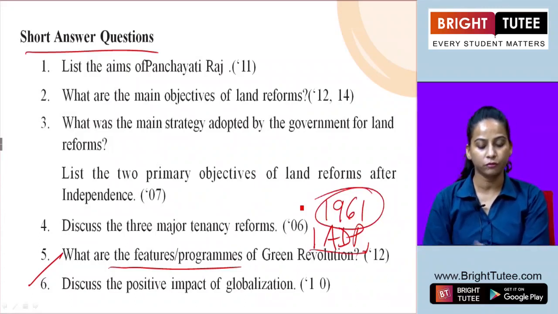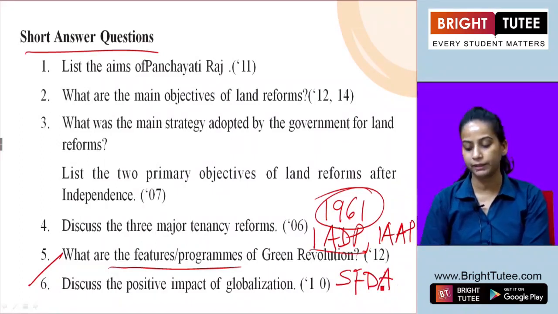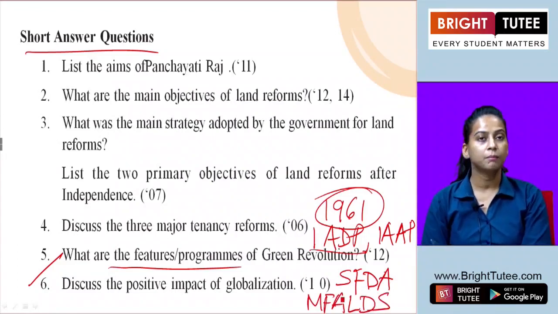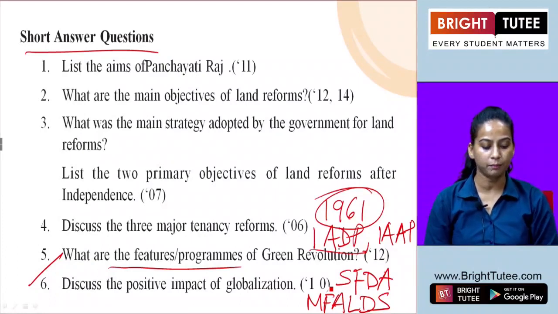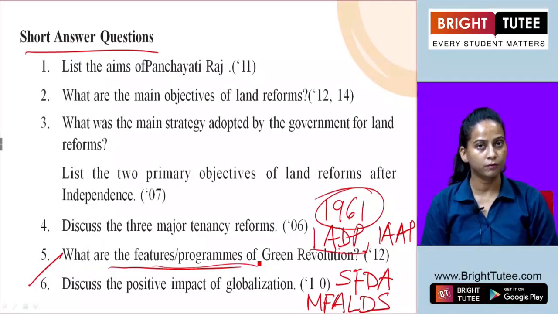Beside that we have to mention about this IAAP, that is Intensive Agricultural Area Program. Then we can mention about SFDA, that is Small Farmer Development Agency, and the last one, the fourth one, MFALDS, that is Marginal Farmers and Agricultural Laborers Development Scheme. So all these programs can be mentioned as the features of the program of Green Revolution.